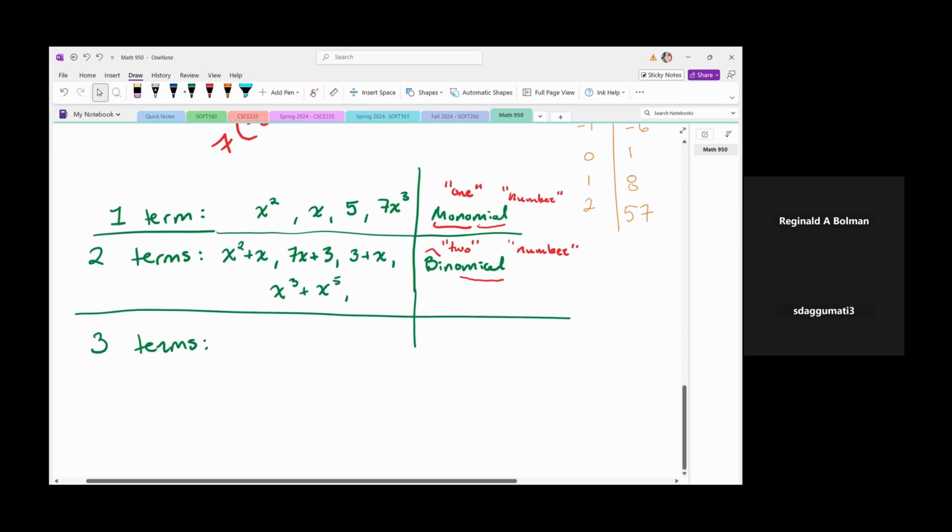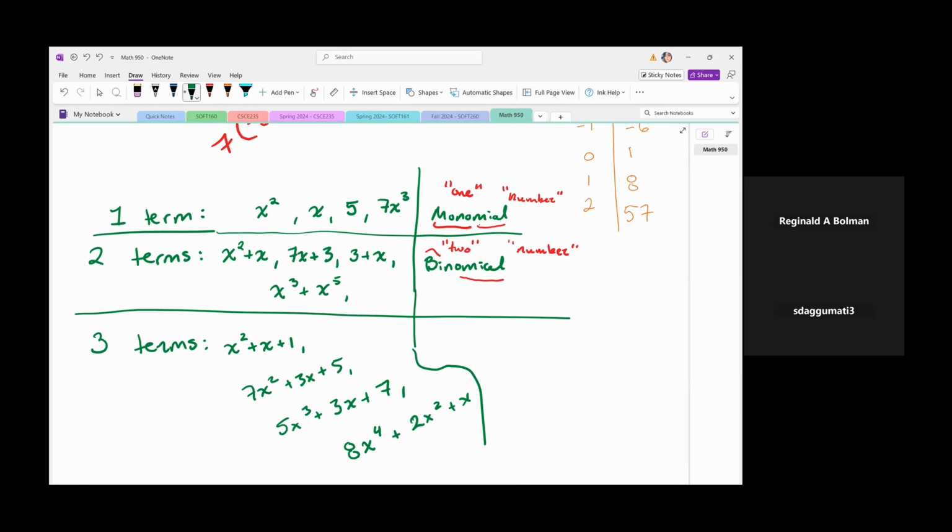Whenever you have an expression that has three terms, it can look like the following: x squared plus x plus 1, 7x squared plus 3x plus 5, 5x cubed plus 3x plus 7, 8x to the fourth plus 2x squared plus x, something like this. Anything like this where we have three different terms that are all being either added with each other or subtracted from one another is what we refer to as a trinomial. Tri meaning three in Latin.